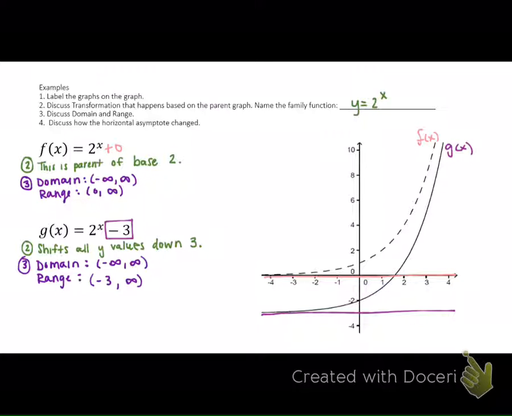And then finally it says discuss the horizontal asymptote change. So in the parent function, would the asymptote change? Parent functions will always have their asymptote at 0, right? So we're looking at that. So the asymptote stays the same because it's the parent.